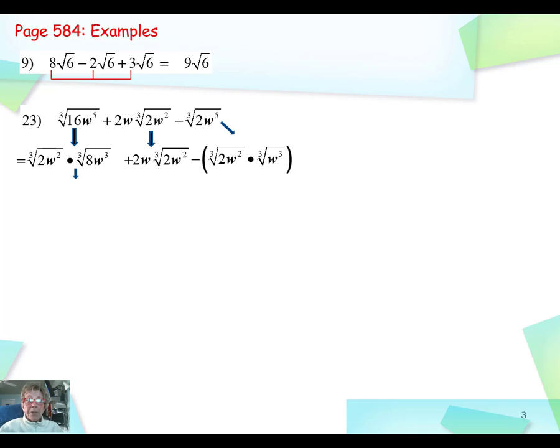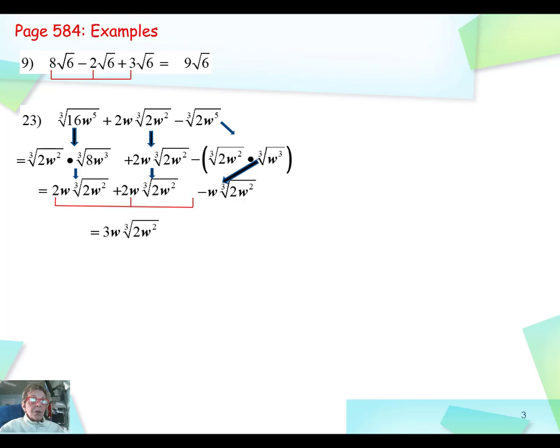Now I have created some perfect cube radicands that I can eliminate the radicals on. So in the first term I have 2w, since the cubed root of 8w cubed came out as 2w, and my radical piece is the cubed root of 2w squared. In the second one I leave it exactly as it is because my radicand is the cubed root of 2w squared. On the last one, and remember I'm subtracting that piece, the cubed root of w cubed comes out as w, and my radical piece is the same. Now I can combine my like terms, and that gives me 3w times the cubed root of 2w squared.